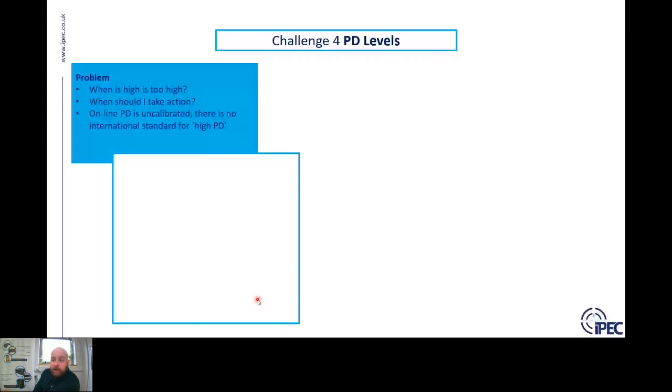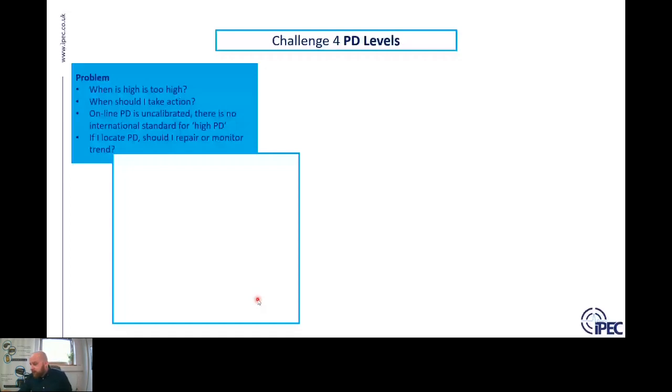Online PD is uncalibrated. It's true, it's an uncalibrated measurement, online PD. There's no international standard for online PD application, and therefore there's no international standard for high PD. So on a particular piece of switchgear, there's no nice lookup table to say what is high PD. And if you locate PD, should you repair or monitor? You've got PD, you found where the PD is, then what? What should you do? What are the mitigation steps?